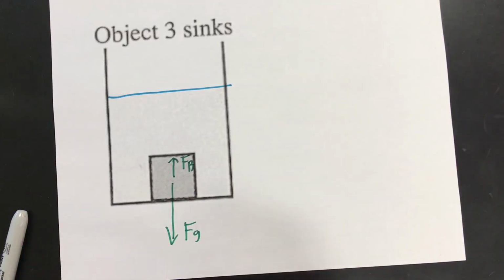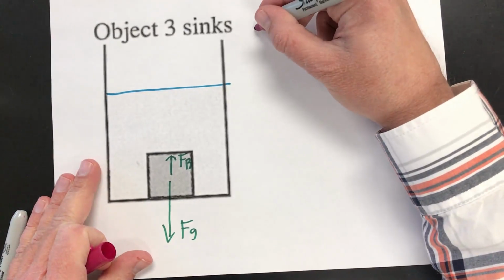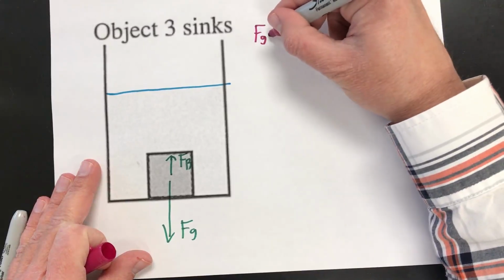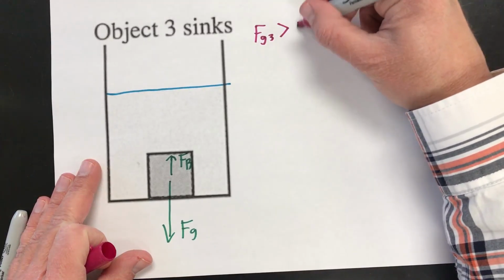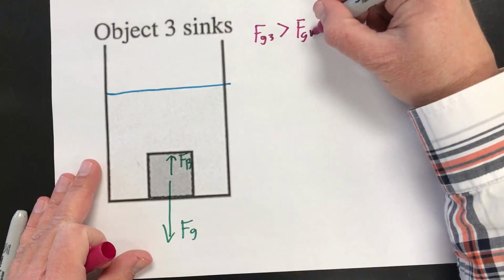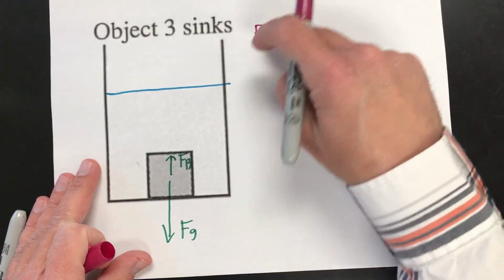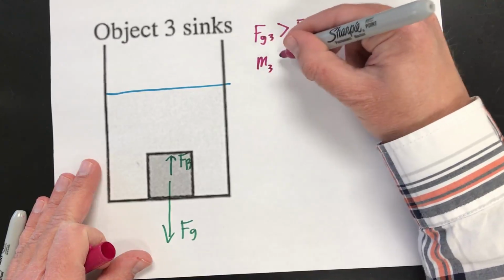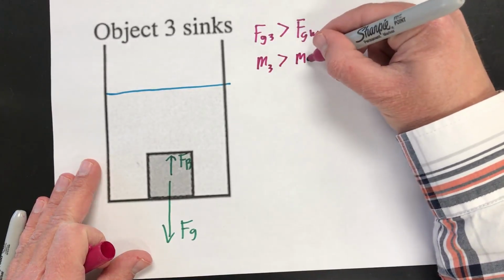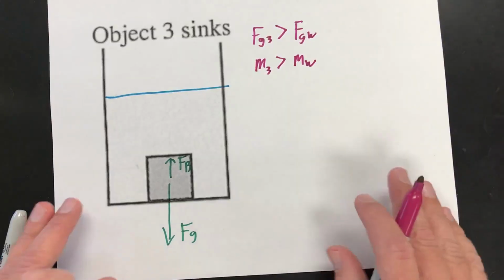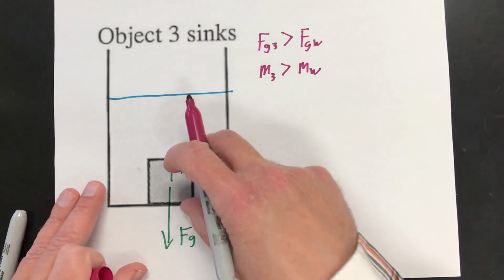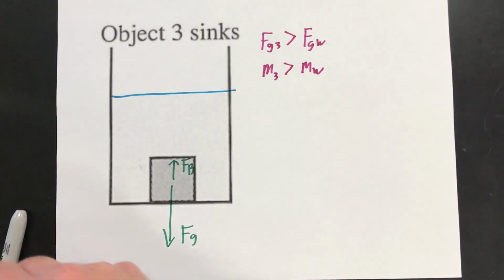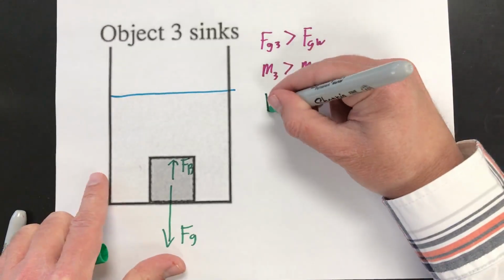So that lets us know, when we go to set up our equations from before, that the force of gravity on 3 was greater than the weight of the water. And so because we're going to have mass times gravity again, and the gravity is going to cancel out, that means the mass of object 3 is greater than the mass of the water that it pushed out of the way. It's submerged, and so whenever something is submerged, their volumes are equal.